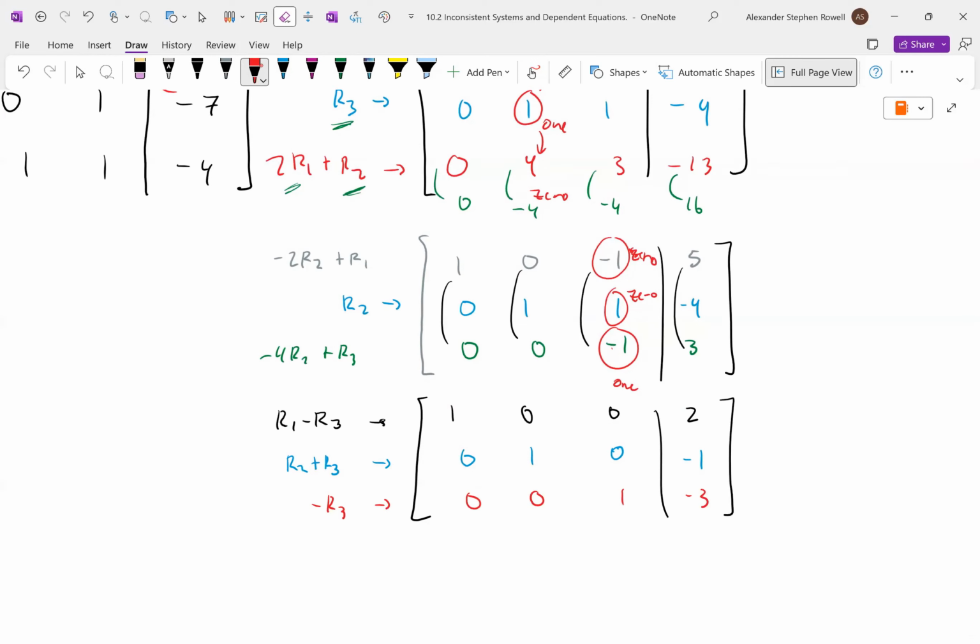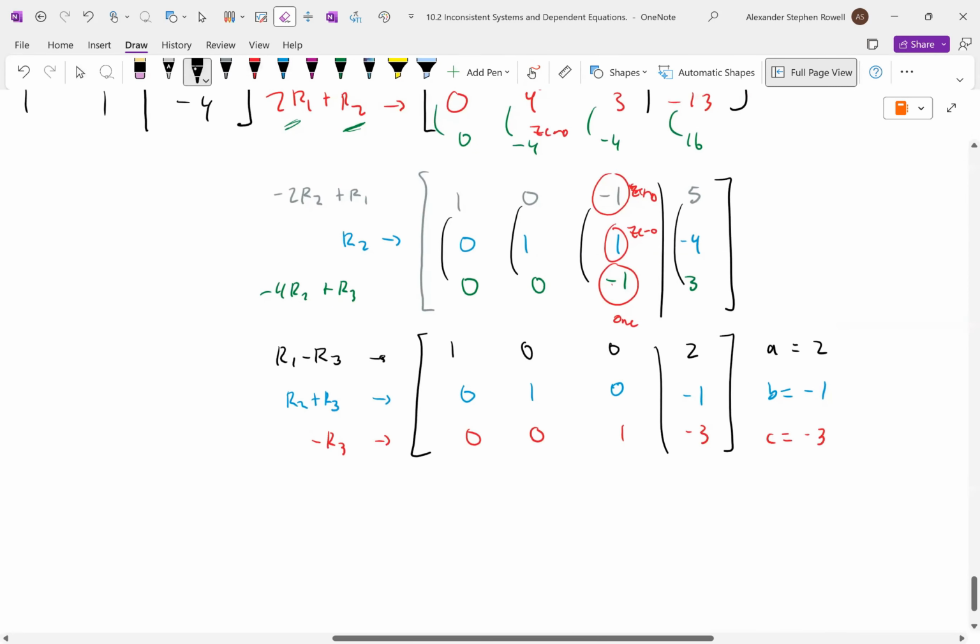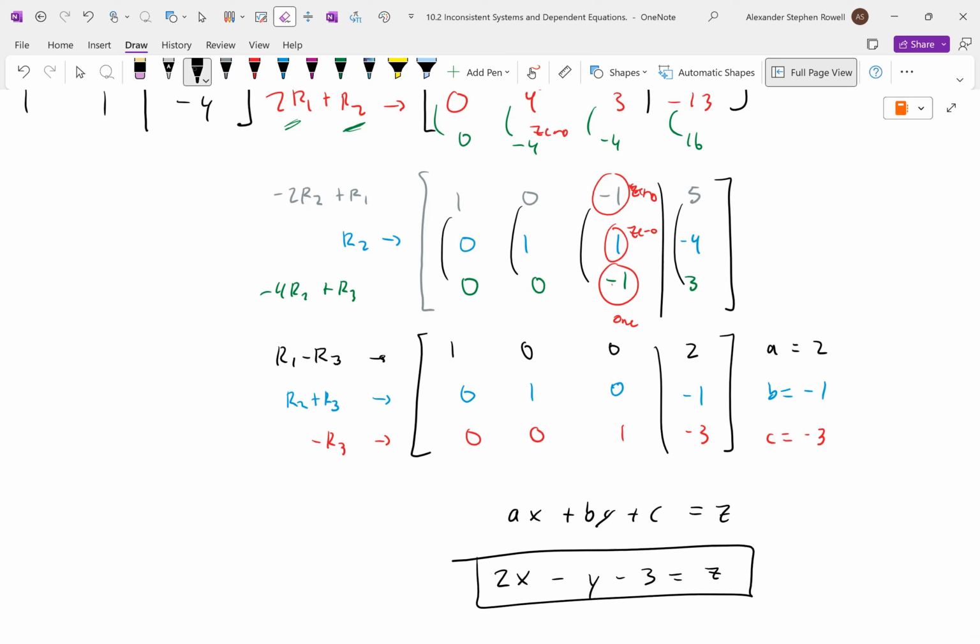Once I have completed Gauss-Jordan elimination, I'm done. a is equal to 2, b is equal to -1, c is equal to -3, and we can plug into our equation, which was ax plus by plus c is equal to z. 2x minus 1y minus 3 is equal to z is the equation of the plane.